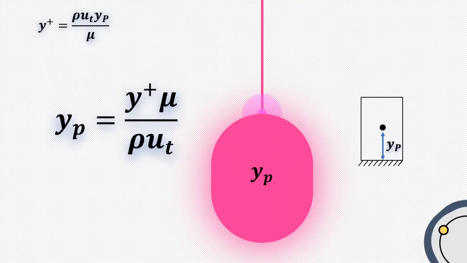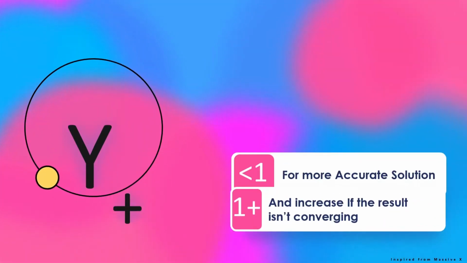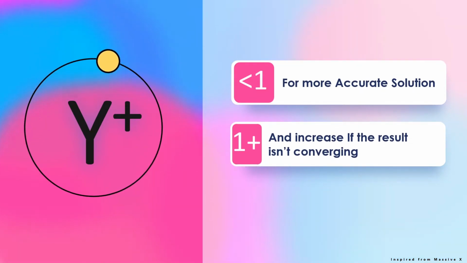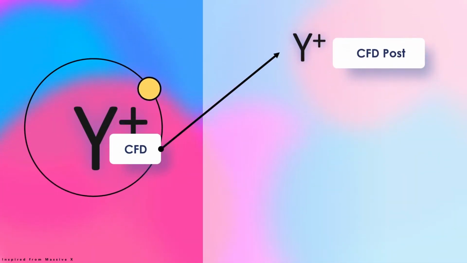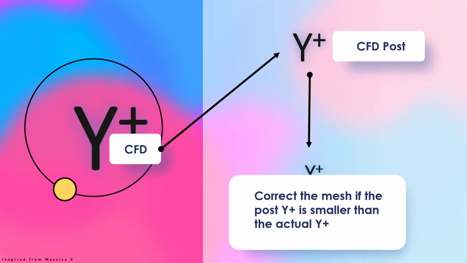For a more accurate solution, we need to maintain a Y plus value below or equal to 1. If the CFD solution diverges, try increasing the Y plus value and run it again. Now, from the CFD result, find the Y plus value in the post-processing. And now, if the Y plus value from the CFD result is smaller than the actual one, refine the mesh to have the same Y plus and run it again. And again, check the CFD Y plus and actual Y plus, adjust them and rerun it.